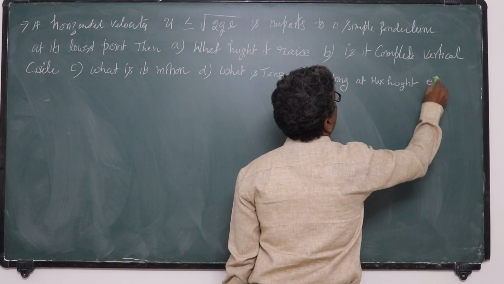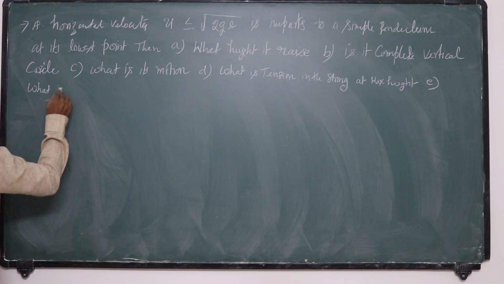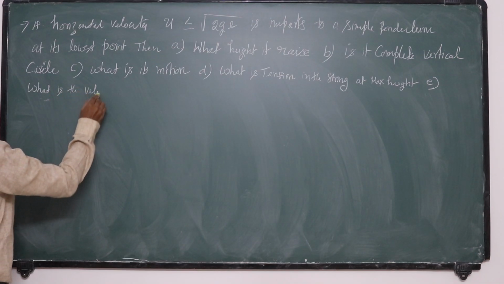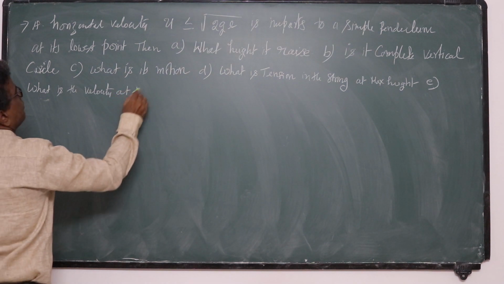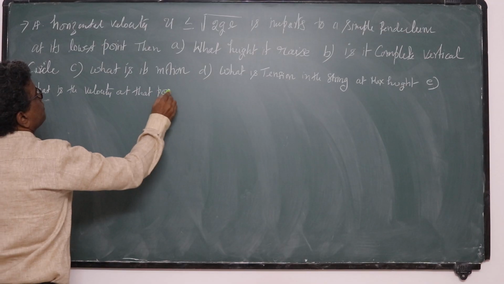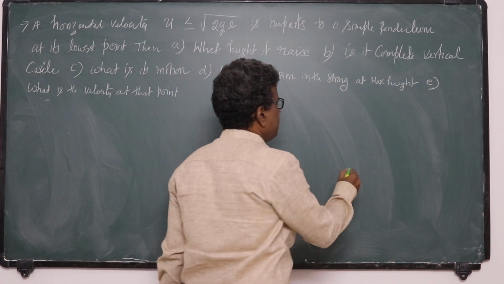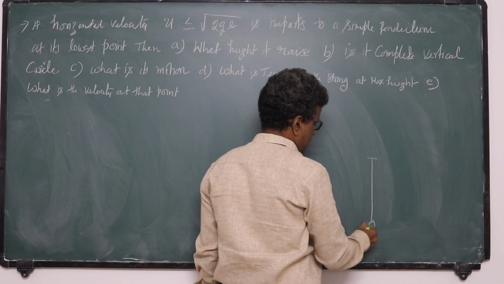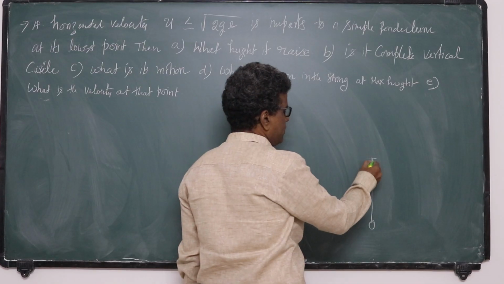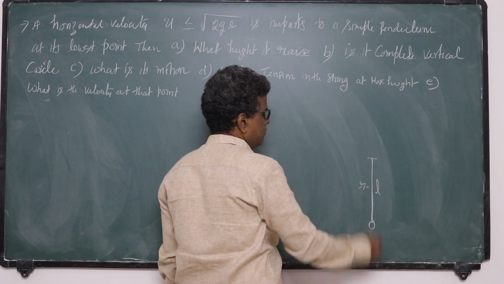E, the last one: what is the velocity there? Velocity at that point. So these are the questions for this. This is based on the vertical circle, as I explained. So this is the simple pendulum. Let L be the length of the pendulum, then it becomes the radius of the circle.